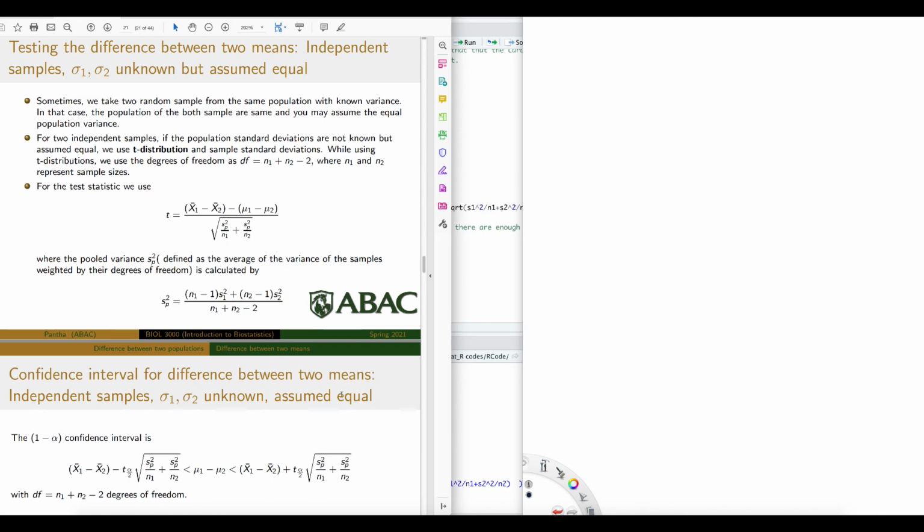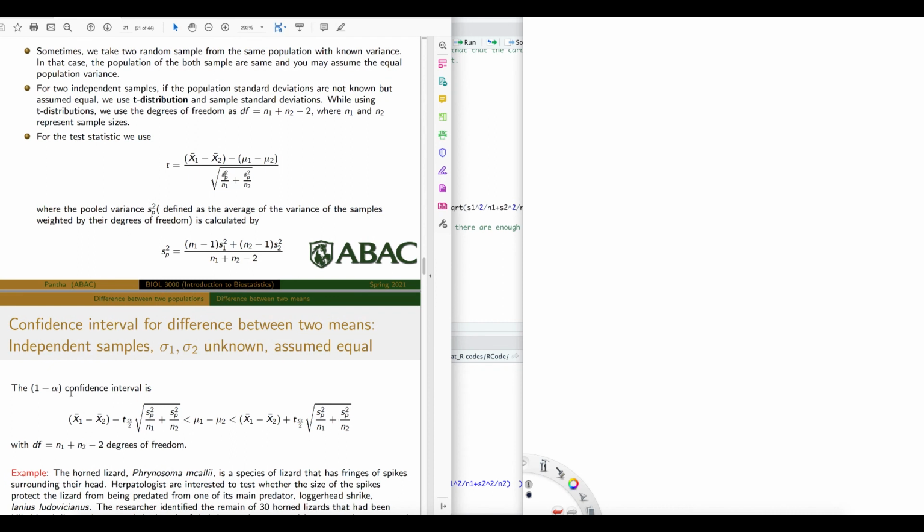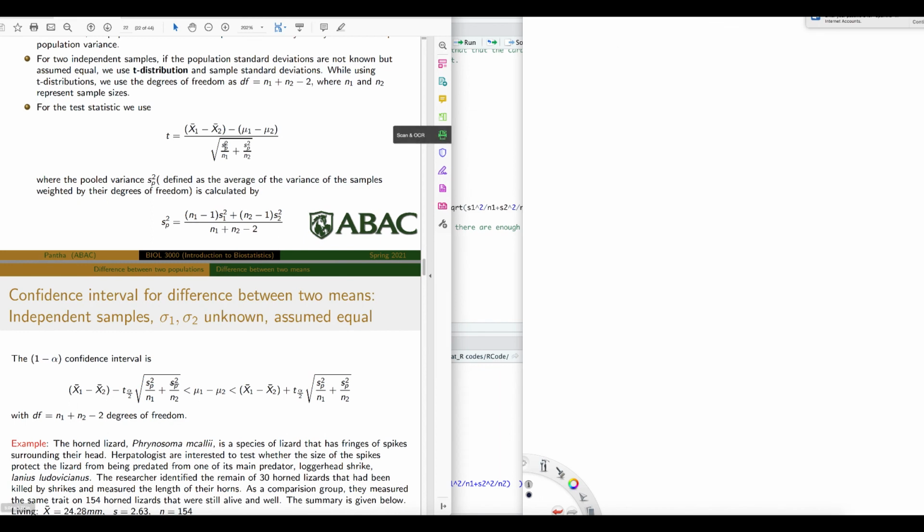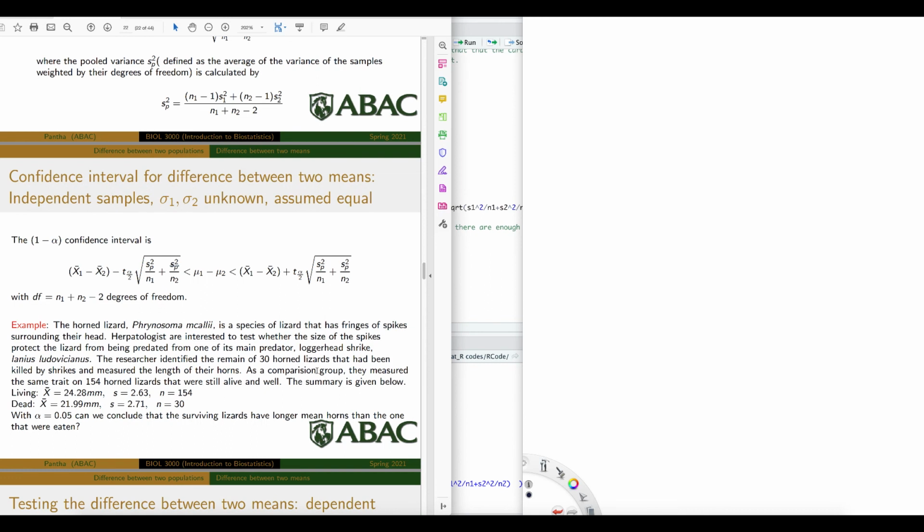Now how do we do the confidence interval? Exactly the same method. So x1 bar minus x2 bar, t alpha over 2 is the same as before, but instead of s1 square and s2 square, you use the pooled variance: sp square over n1 plus sp square over n2, where the degrees of freedom is n1 plus n2 minus 2. Let us do one example by hand.